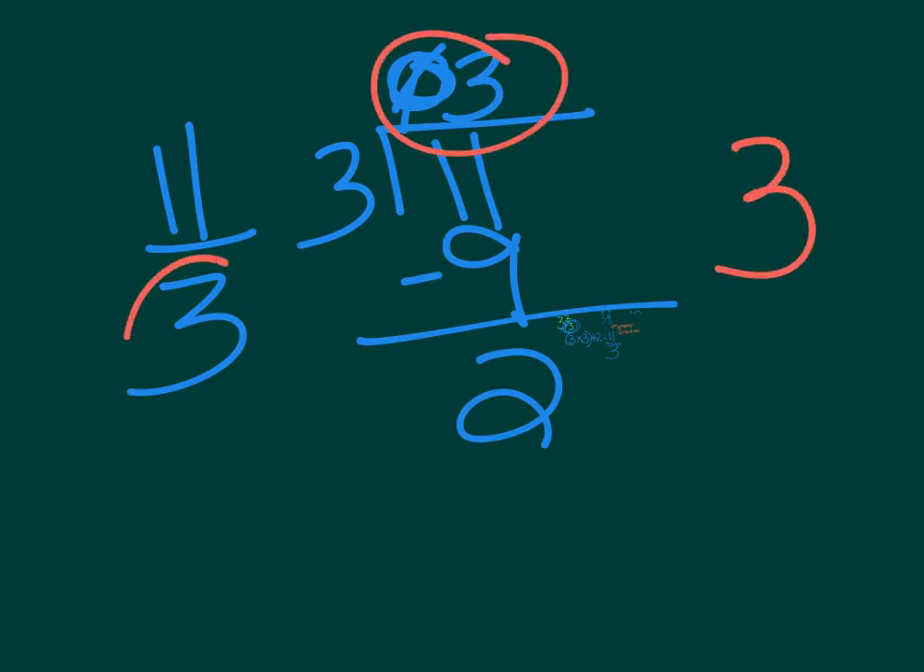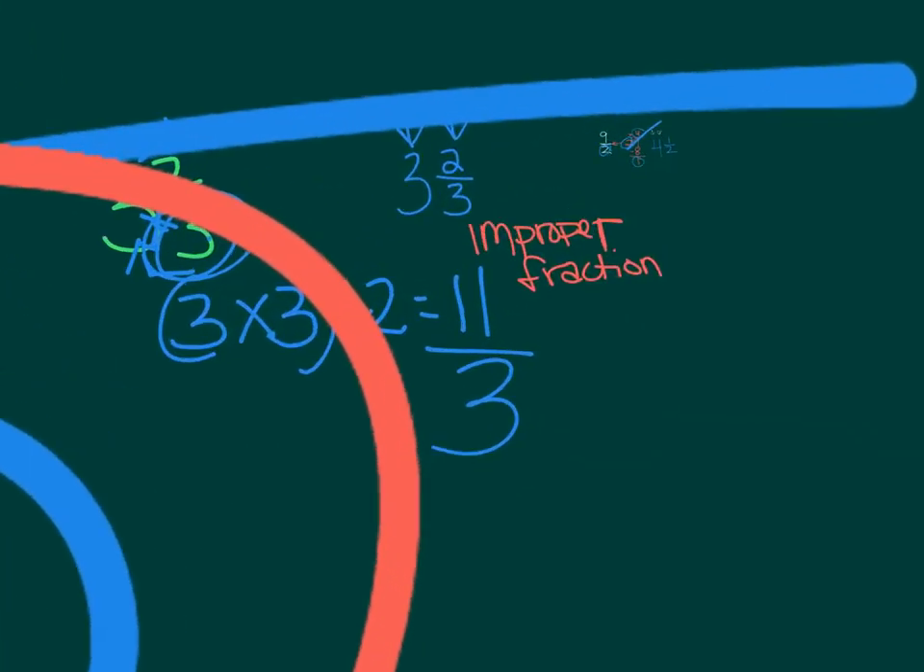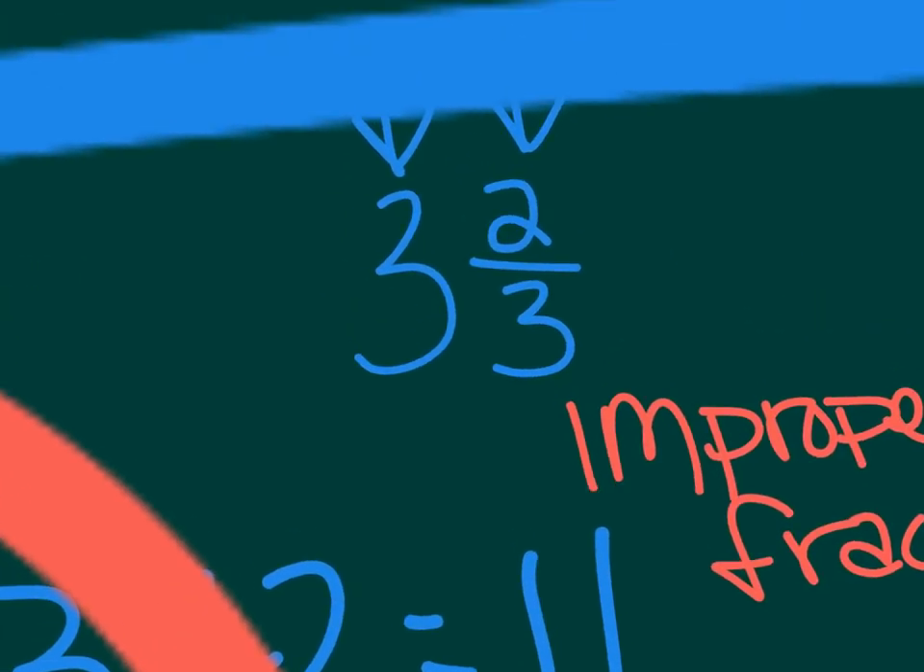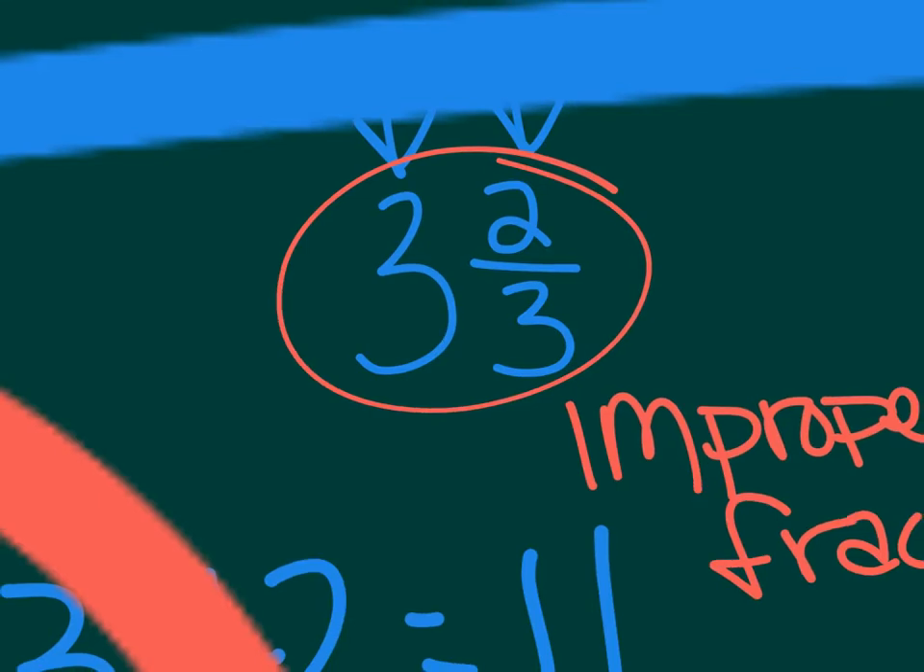Our denominator, 3. And our numerator, 2. 3 and 2/3, which is what we started with right here, 3 and 2/3. Pretty easy. I wanted to show you one more way that we can do this.